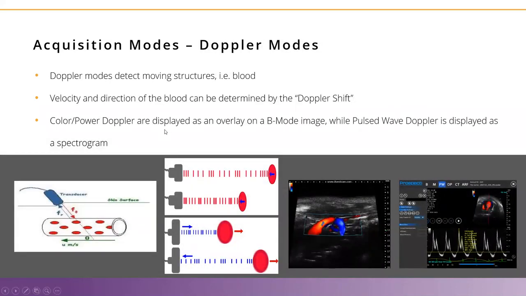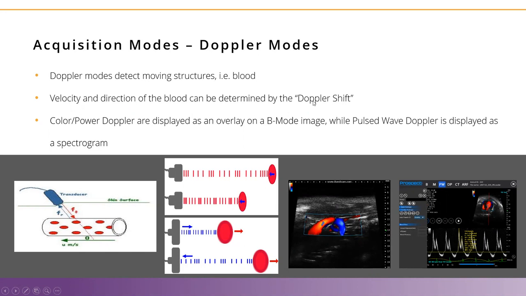Now moving on from grayscale images to Doppler modes. So Doppler is used to detect moving structures such as blood or tissue. And specifically here, let's start talking about blood. And so in this example, we want to know information about the velocity of the blood flow as well as the direction. And this is determined by measuring the Doppler shift.